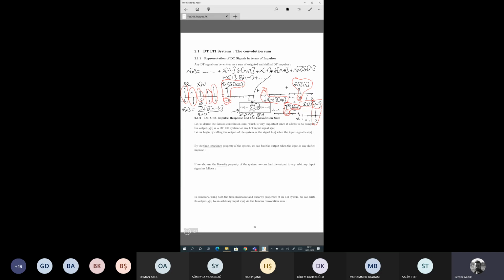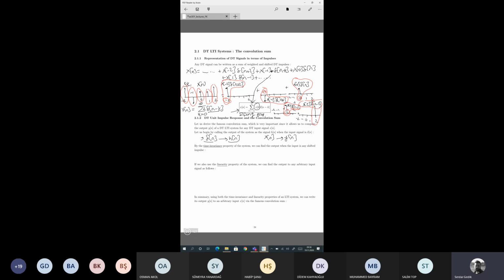If I have an LTI system, I want to find the input-output relationship for this LTI system. At the input, I have x of n, and I want to find the output y of n corresponding to this system. In order to define this, first I will start by writing the impulse response. Assume that at the input you have the impulse, and at the output you have the impulse response. Here, this is my input, and this is my output. So in general, this is my system. At the input, I have x of n. At the output, I have y of n.